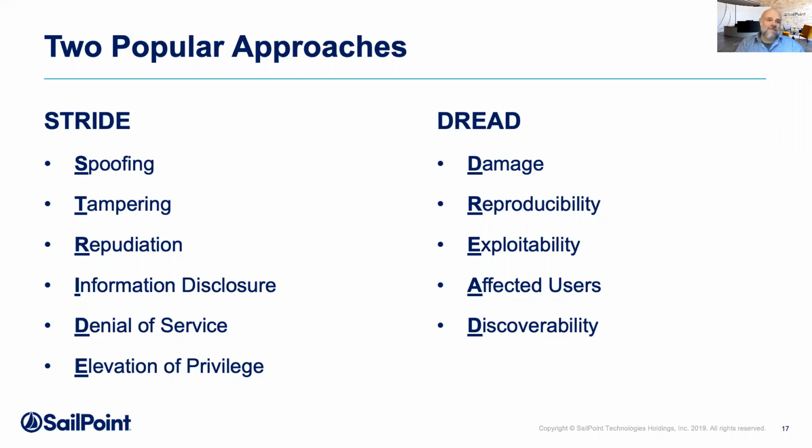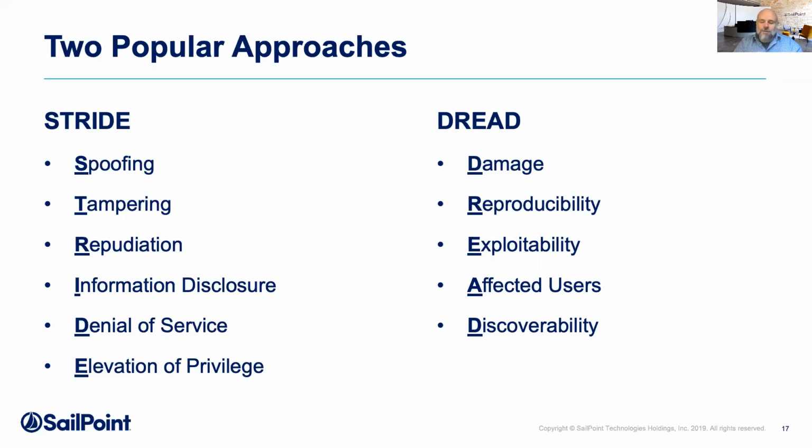So STRIDE stands for spoofing, tampering, repudiation, information disclosure, denial of service, and elevation of privilege. When you're identifying a threat and running it through this process, STRIDE is saying, I want you to answer these six questions about the threat. Where does it fall? And DREAD takes more of an impact-based approach to say, with these threats, how bad are they? Damage, reproducibility, exploitability, affected users, discoverability.